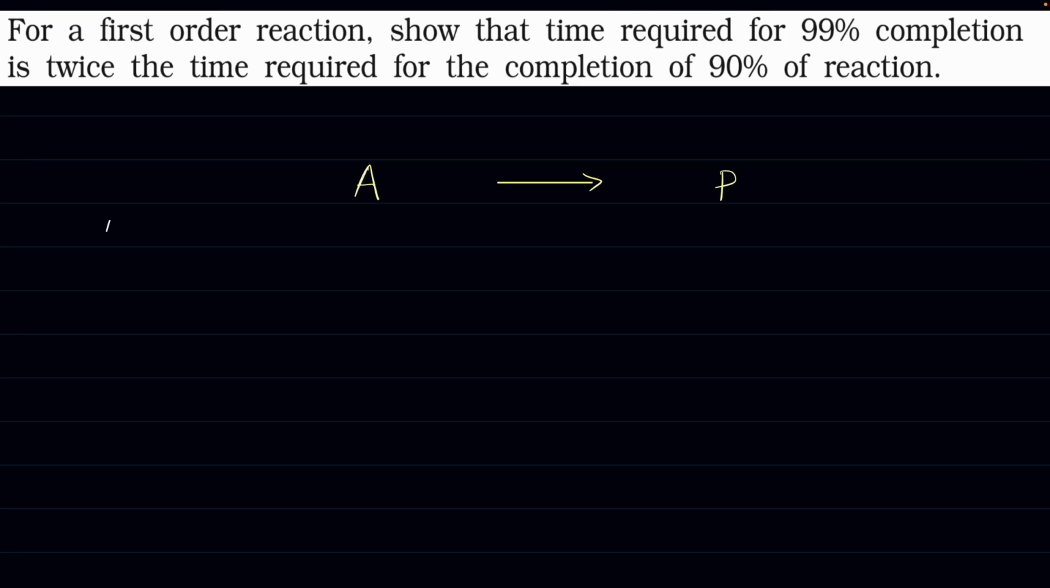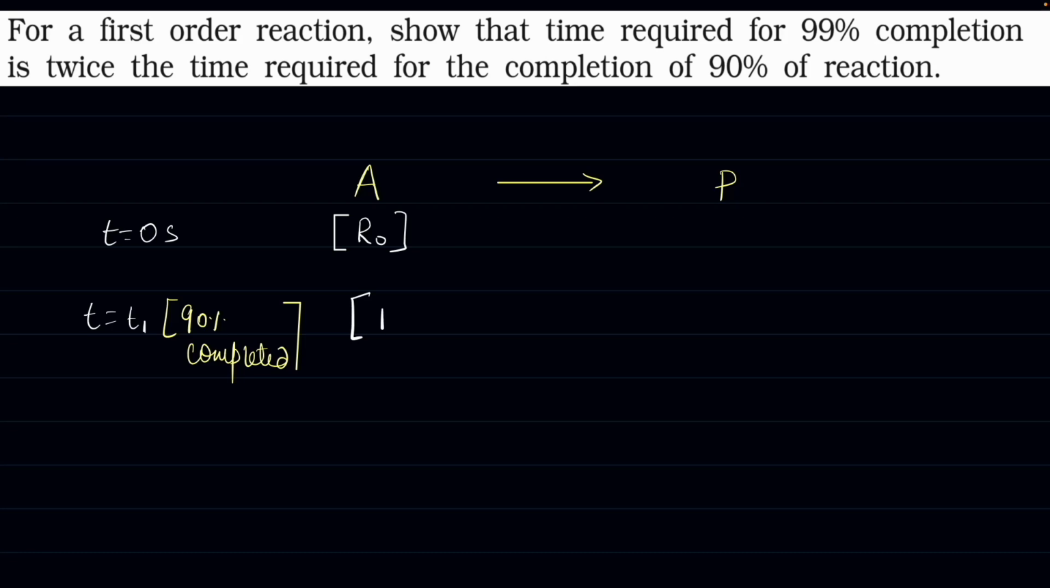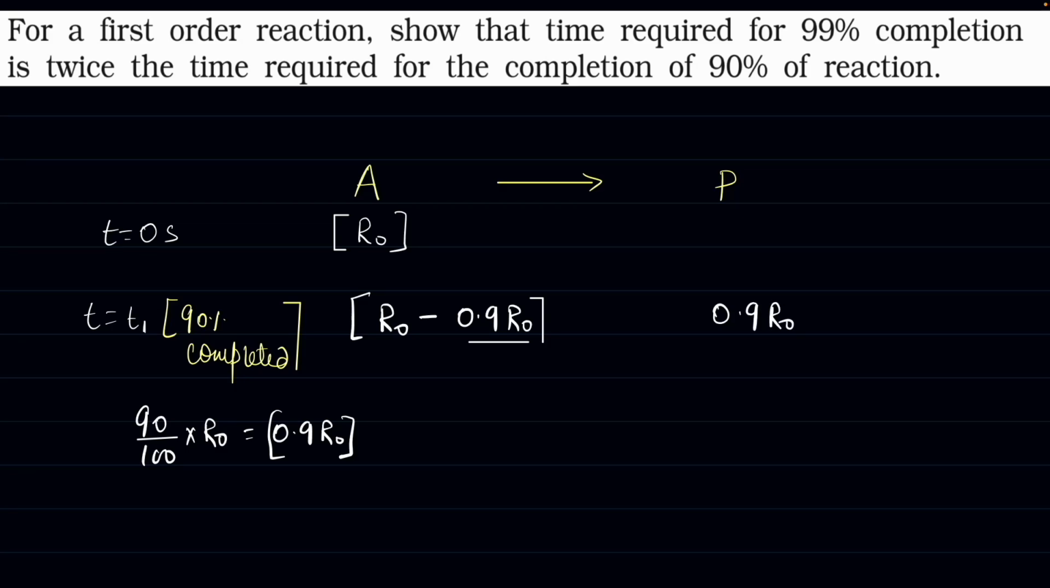So if we consider when the reaction just started, that time the time is 0, the concentration of A was R naught. But after a certain time, T1, when the reaction is 90% completed, during that time, the amount left for the reactant will be R naught minus 0.9 of R naught. So we can get this value when we do the 90%, meaning 90 by 100 into R naught. That much amount of the concentration is removed, meaning it will form on the product side. So the value is 0.1 R naught. So this is our R value for the time of T1.